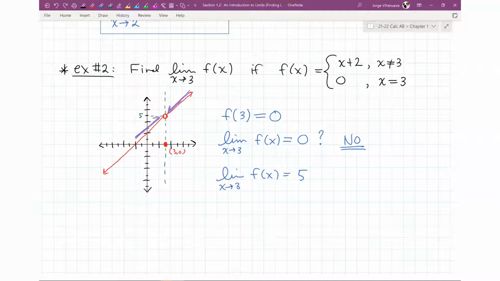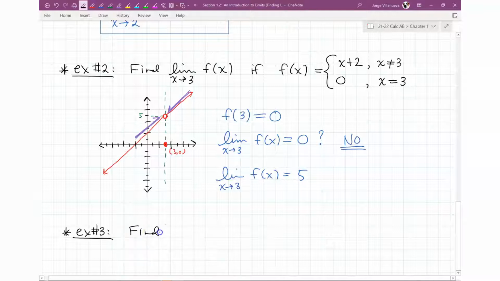But you don't always find limits for everything. So let me give you an example here. And we're going to graph the following. Find the limit as x approaches 0 of the absolute value of x over x.